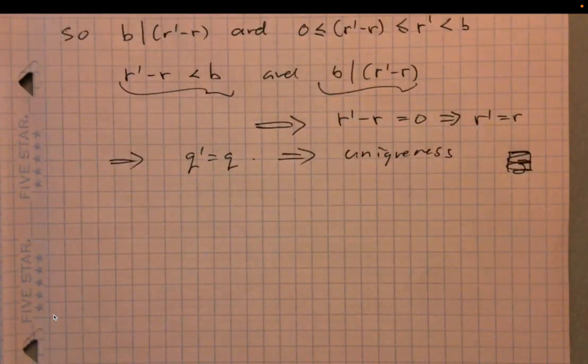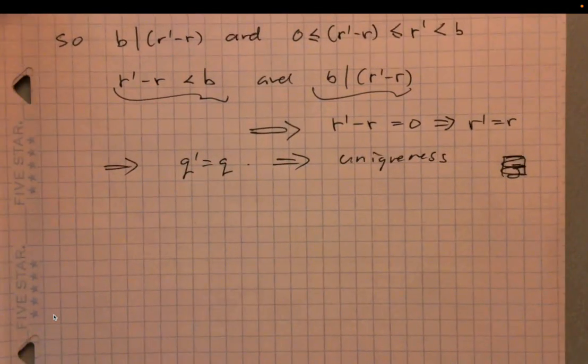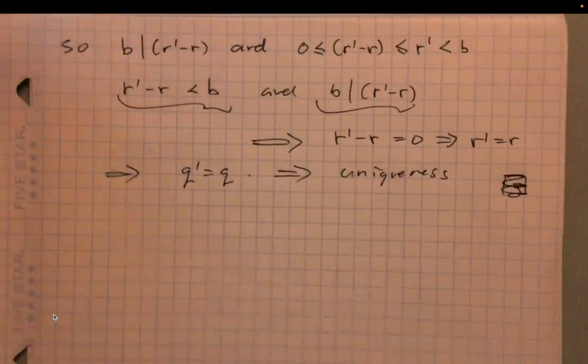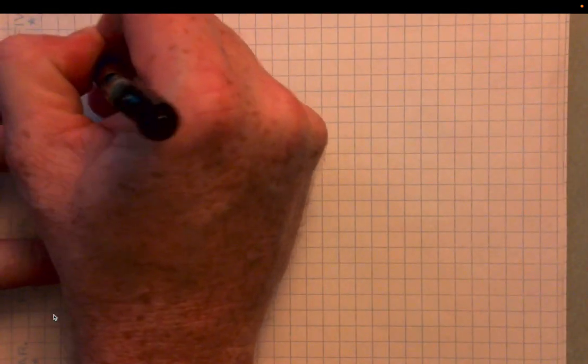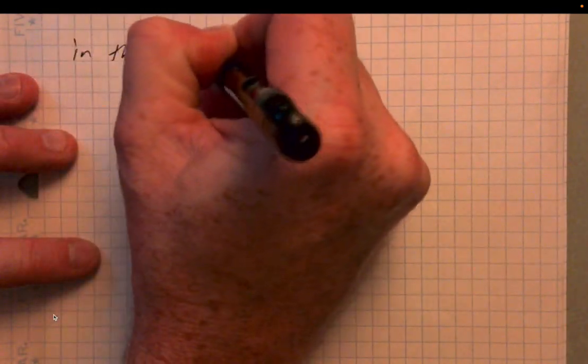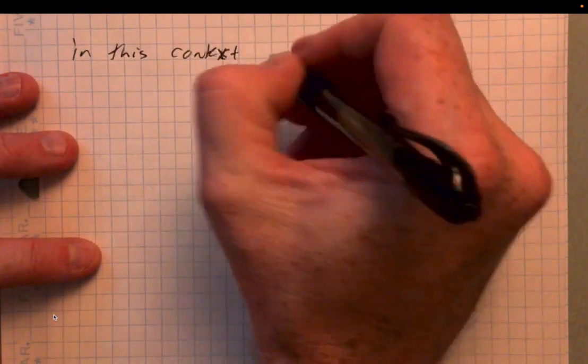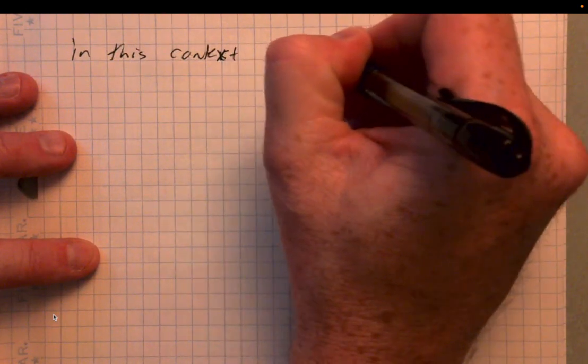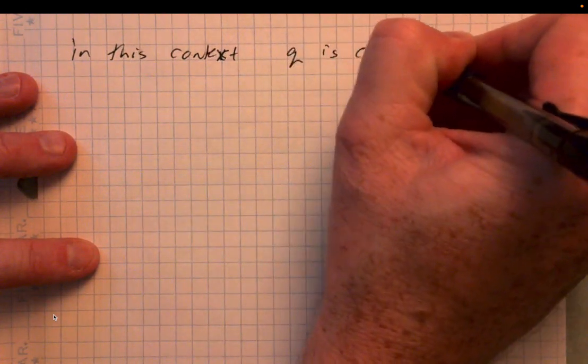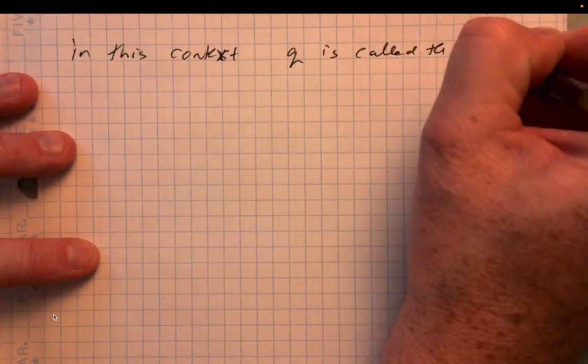Okay, so that was our first little proof, and it's somewhat tricky. If you're not used to this sort of thing, it can feel a little tricky, right? So that's pretty normal. So in this context, q, right? What is q? Well, q is called the quotient.